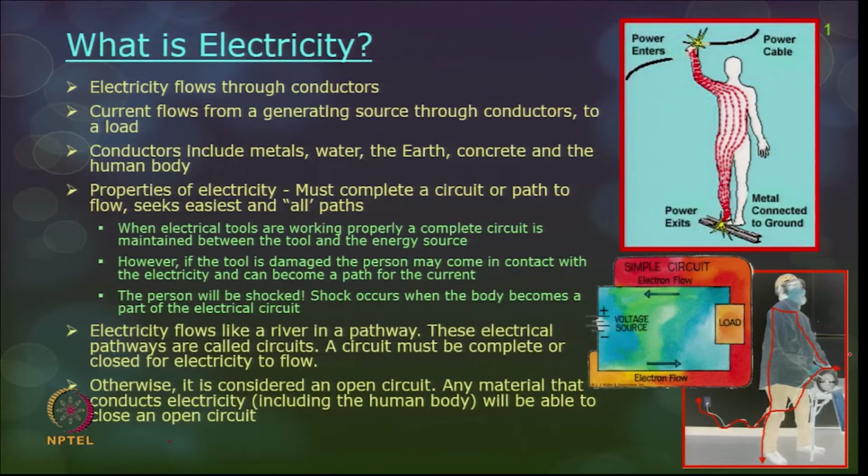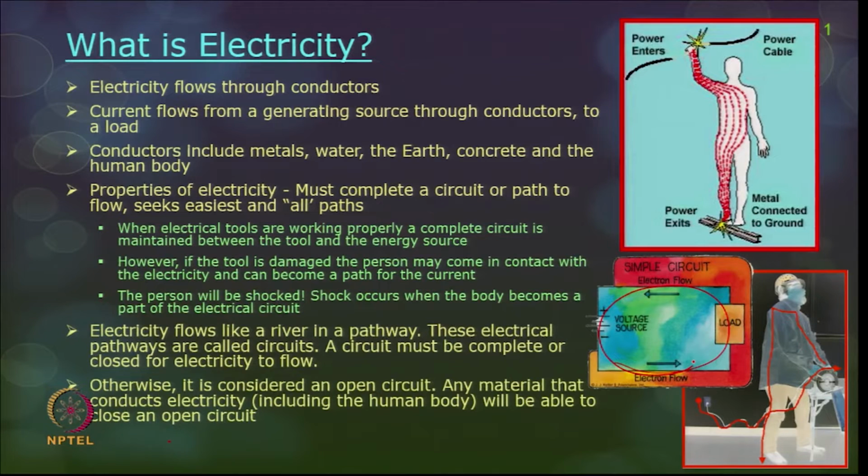So, what is electricity? I think many of these issues are known to you, but to make everyone understand on the same line, I have brought a few basic background issues, so that you will understand what exactly we are moving into. Electricity flows through conductors. Current flows from a generating source through a conductor to a load. Always, the current flows from positive to negative.